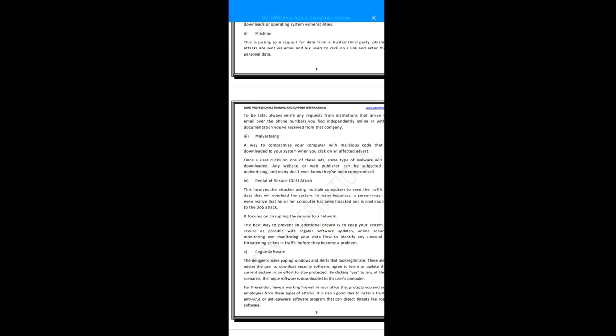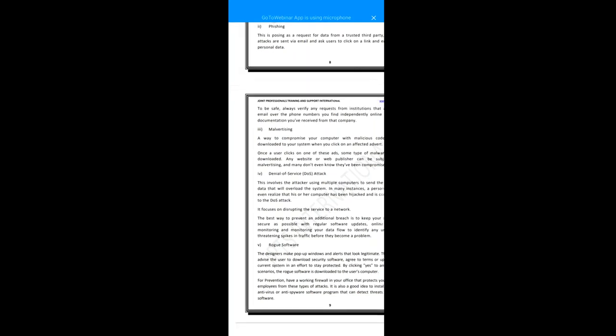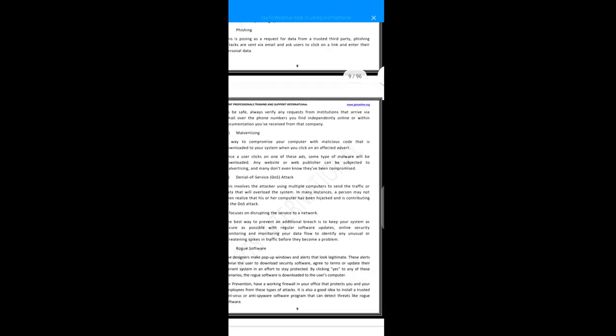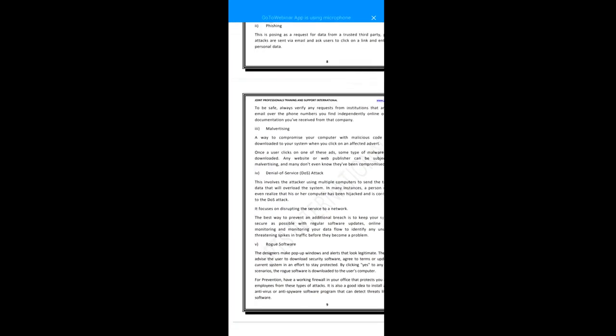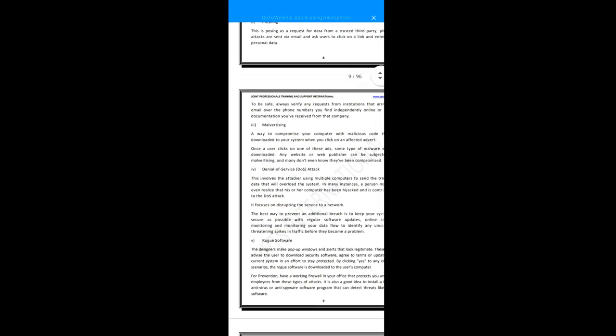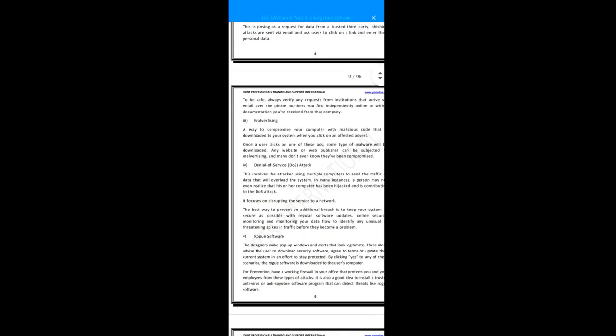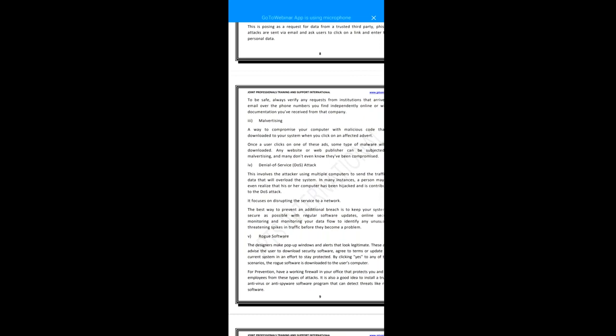The best way to prevent an additional breach is to keep your system as secured as possible with regular software updates, online security monitoring, and monitoring your data flow to identify any unusual or threatening spike in traffic before they become a problem.